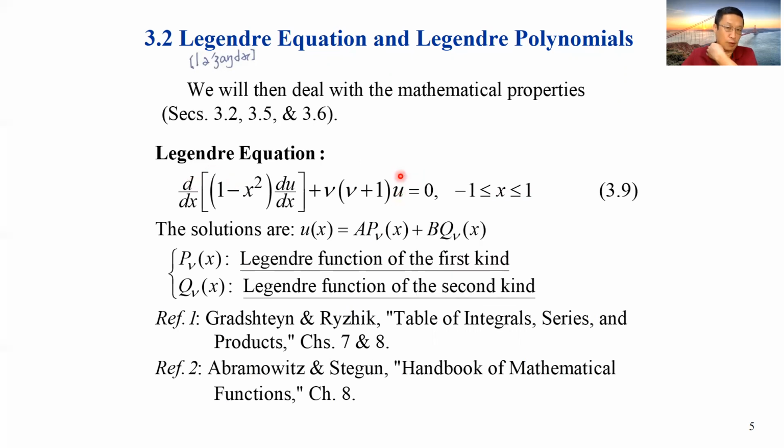So it becomes this one, a second order differential equation. And we will have two solutions, P mu and Q mu. That's the Legendre function of the first kind, and that's the Legendre function of the second kind. Here is a pretty good reference. You can check this textbook, Table of Integrals, Series and Products, or this one, Handbook of Mathematical Functions.